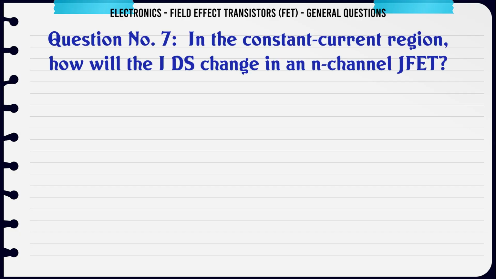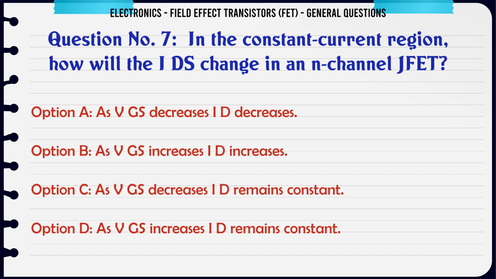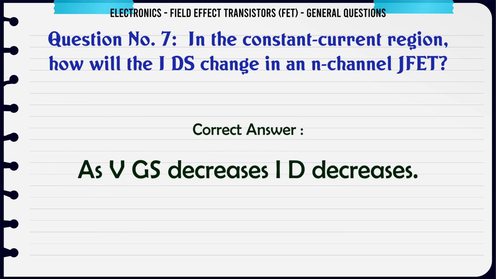In the constant current region, how will the IDS change in an N-channel JFET? A. as VGS decreases, ID decreases, B. as VGS increases, ID increases, C. as VGS decreases, ID remains constant, D. as VGS increases, ID remains constant. The correct answer is as VGS decreases, ID decreases.